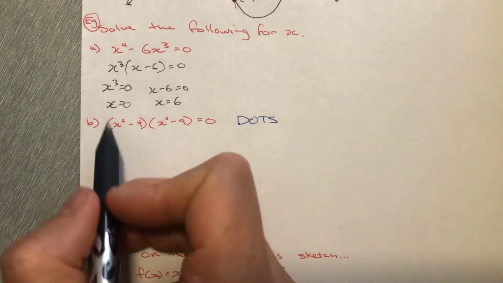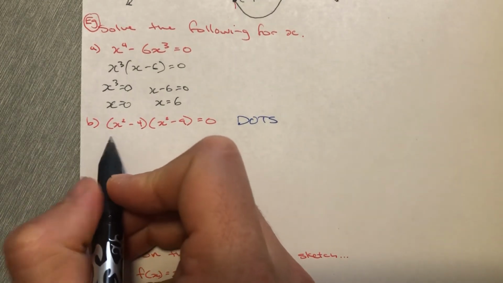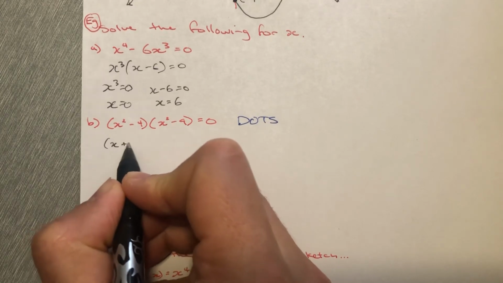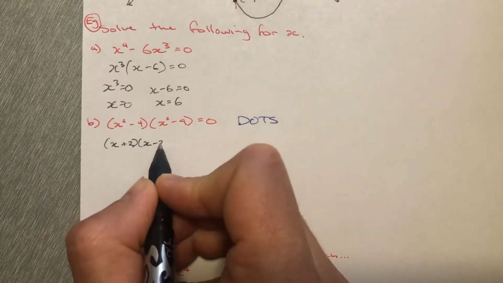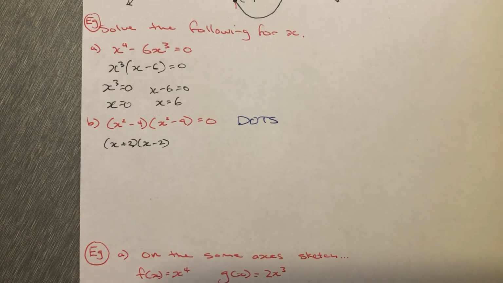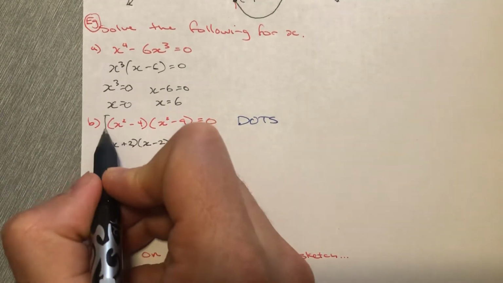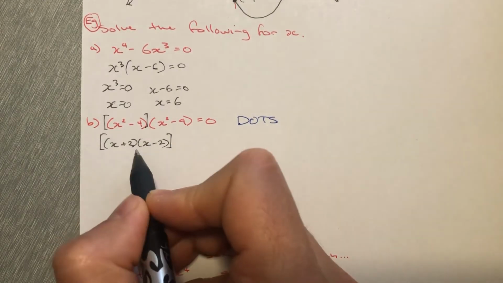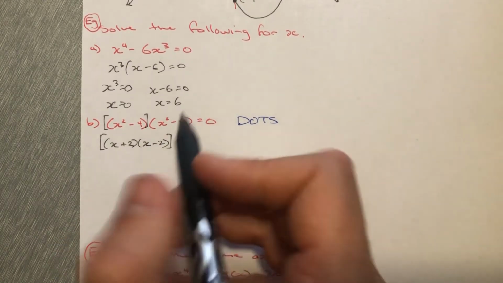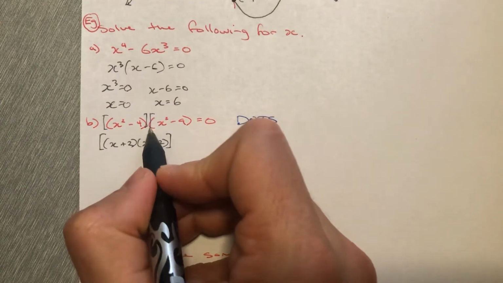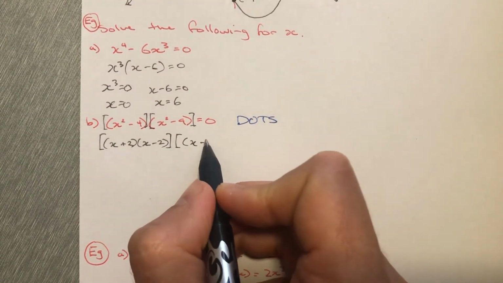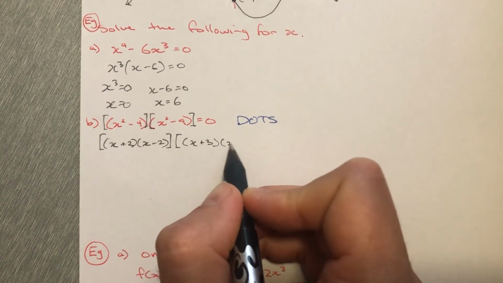So if we factorize this bit alone, it would be x plus 2, x minus 2 using our difference of two squares rule. So that's that section. I'm going to put that in square brackets so you can see that that has turned into that. We can do the same thing with this section here. So again, I'll put that in square brackets as well. This is going to become x plus 3, x minus 3.